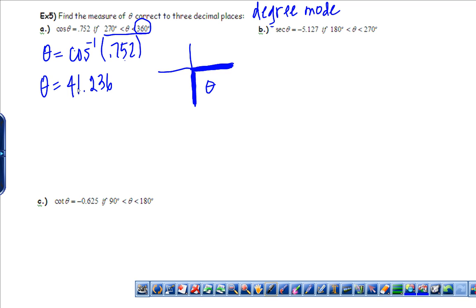So I'm going to take my theta, and I'm going to say 360, and I'm going to subtract 41.236 to find out what angle I should have in order to get it there. So basically, what should you graph in order to get a reference angle of 41.236? It looks like your angle should be 318 degrees.